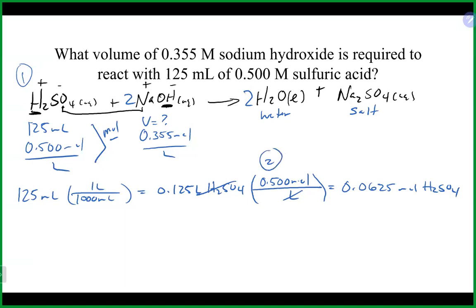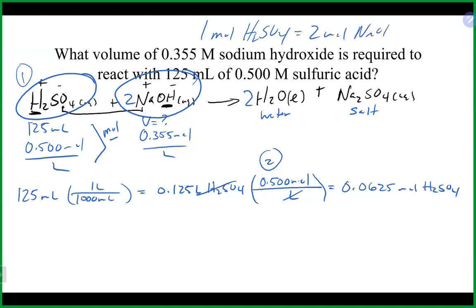Step number two. Step number three is going to be our mole to mole relationship, in this case between sodium hydroxide and our sulfuric acid. And we can see from the equation 1 mole of the sulfuric acid will give us 2 moles of the sodium hydroxide. So continuing on here to convert it into our sodium hydroxide, which is what we need to complete the problem.